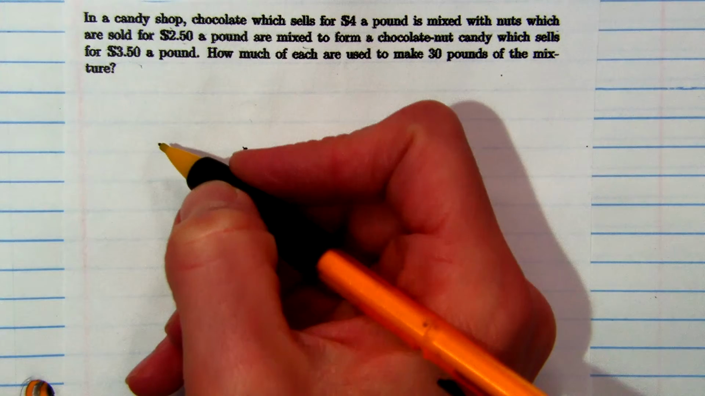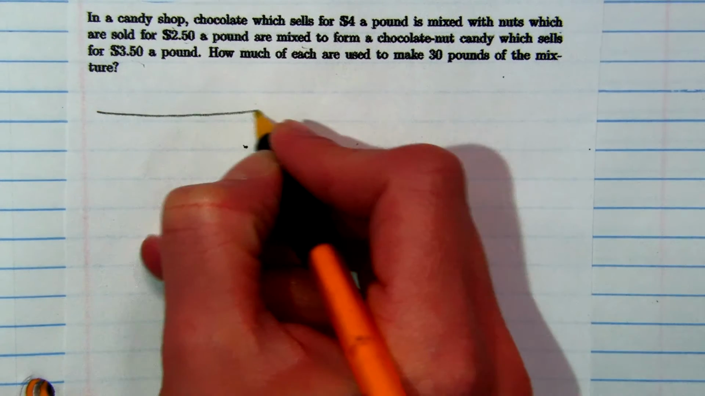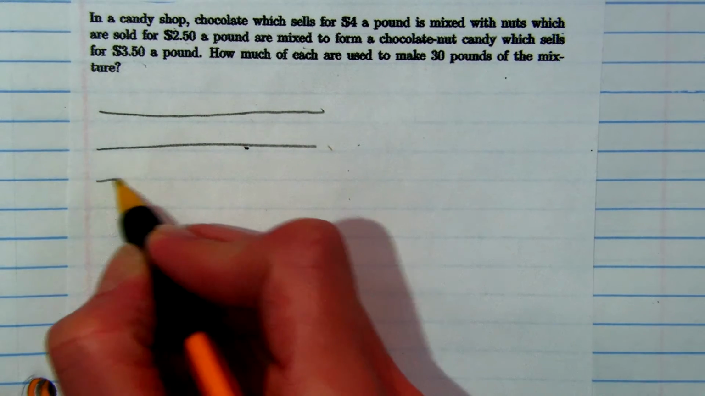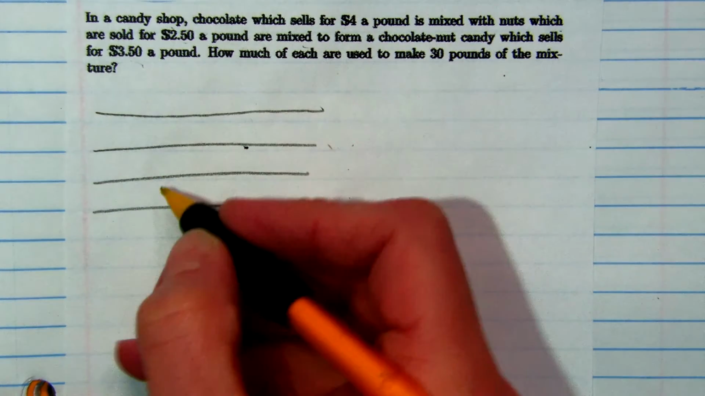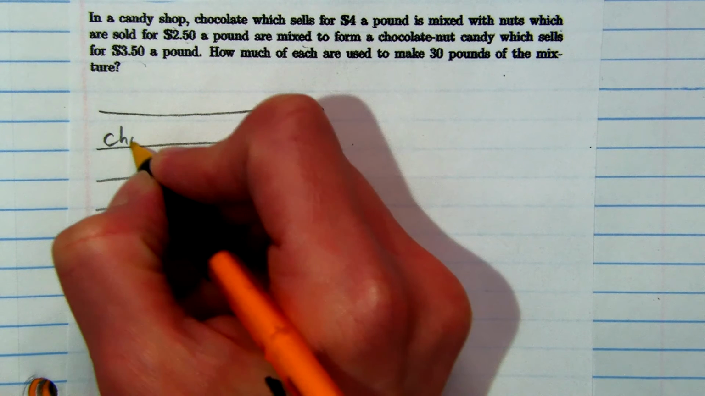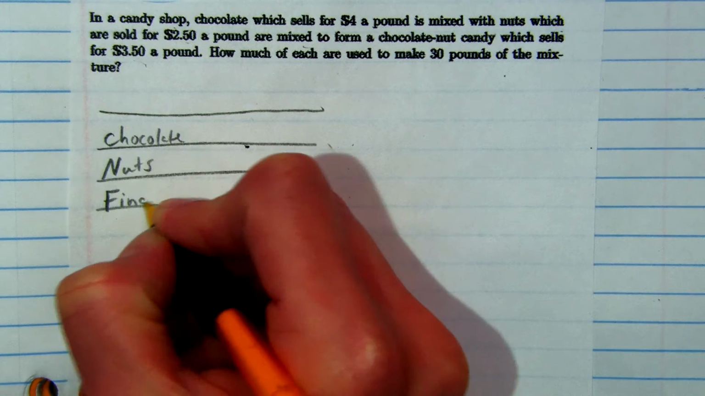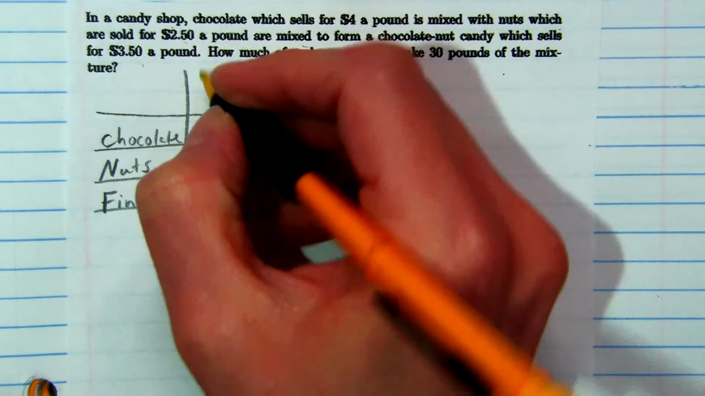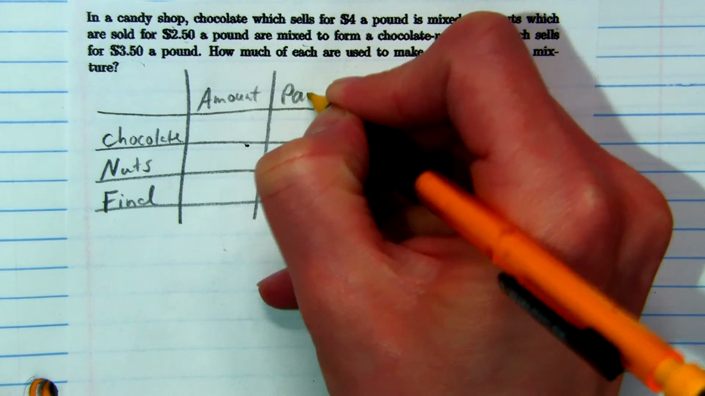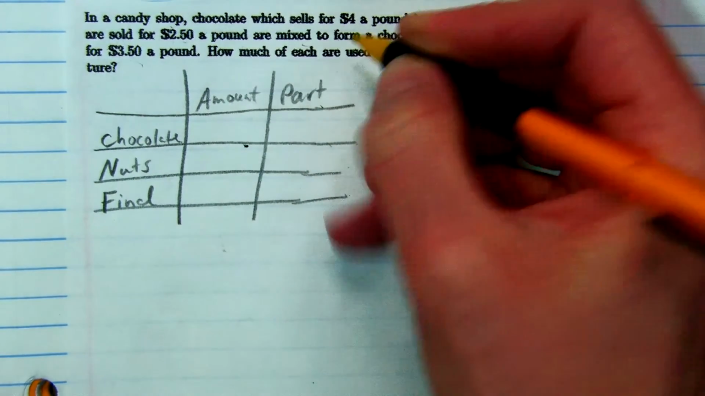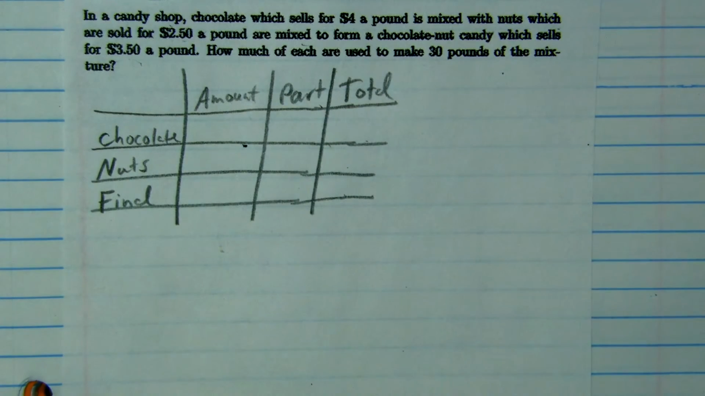So we're going to set this up similar to what we did with the milk problem yesterday. So we're going to make a table. You need 4 lines going this way and 4 lines going the other way. So I'm going to have a line for chocolate, one for nuts, and then the final total mixture. And then across the top, we're going to have a column for amount, part, and total.